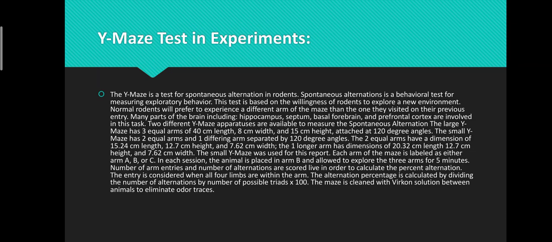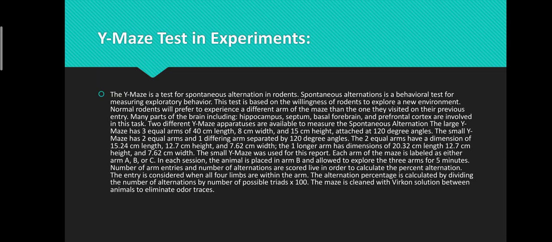The small Y maze has two equal arms and one differing arm separated by 120-degree angles. The two equal arms have dimensions of 15.24 centimeter length, 12.7 centimeter height, and 7.62 centimeter width. The one longer arm has dimensions of 20.32 centimeter length, 12.7 centimeter height, and 7.62 centimeter width. So these are the differences.